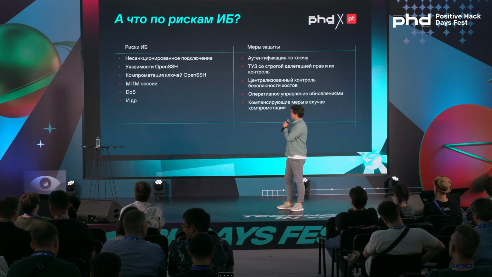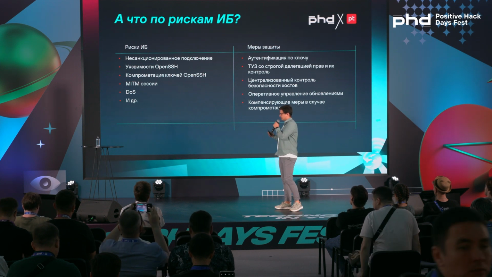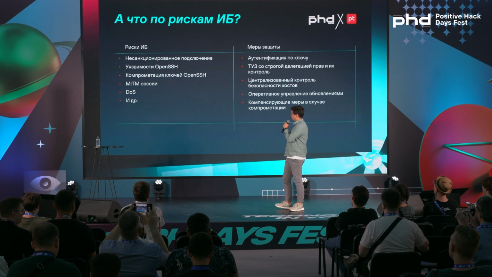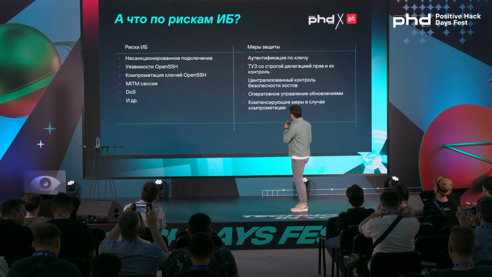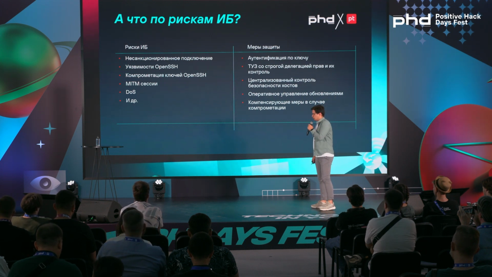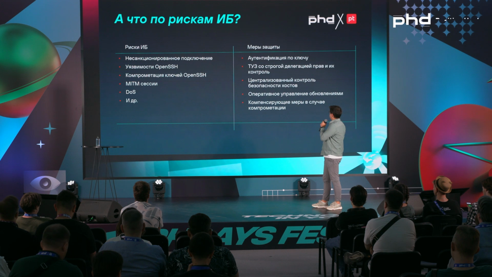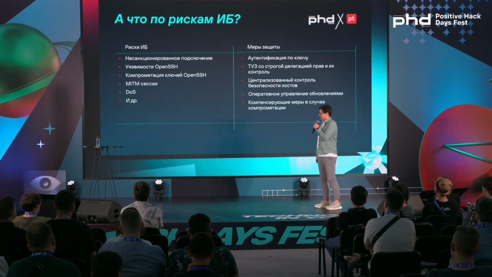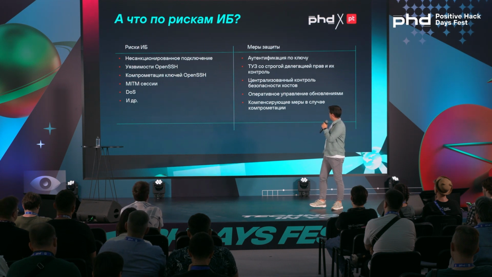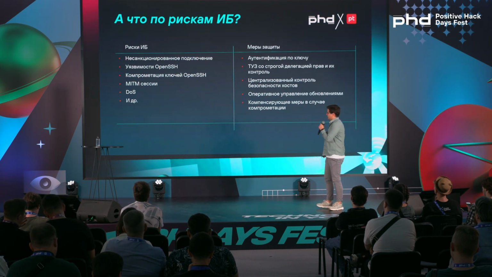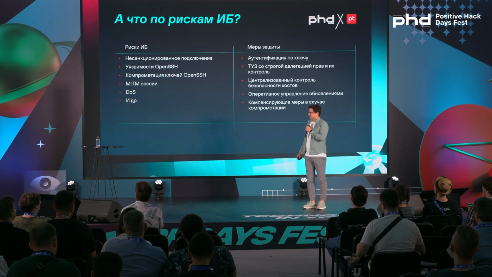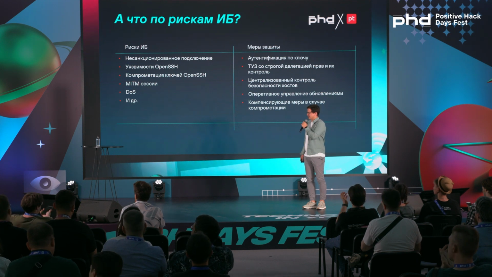I just wanted to talk about risks, information security risks. It could be unauthorized connection, OpenSSH vulnerabilities, OpenSSH key being compromised, MITM sessions, DoS, and others. So it can be mitigated with key-based authentication, tiering with strict rights delegation and control, a centralized security console and hosts, and prompt update management and mitigation measures in case of being compromised.